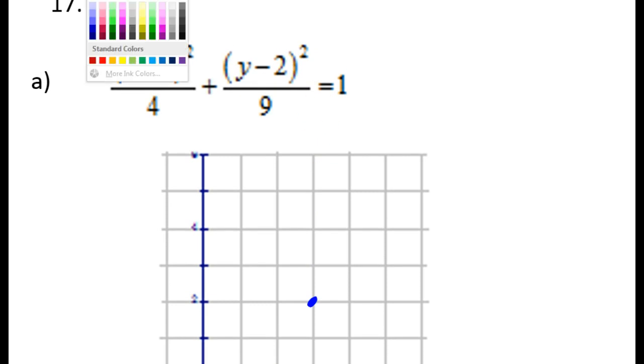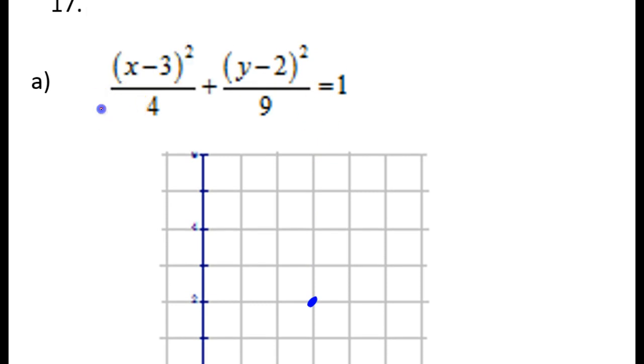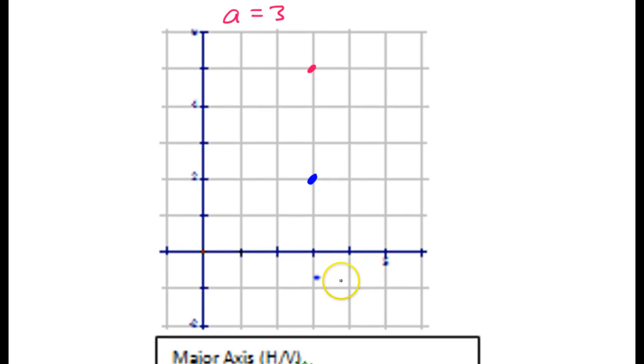Next, let's find the vertices. Let's start with a squared. For an ellipse, the bigger number is always a squared, the bigger denominator. So a squared is 9, so a is going to equal 3. Notice that the 9 is the denominator of the y term. So I will do my plus or minus 3 in the y direction. So I will do up 3 and I will do down 3.